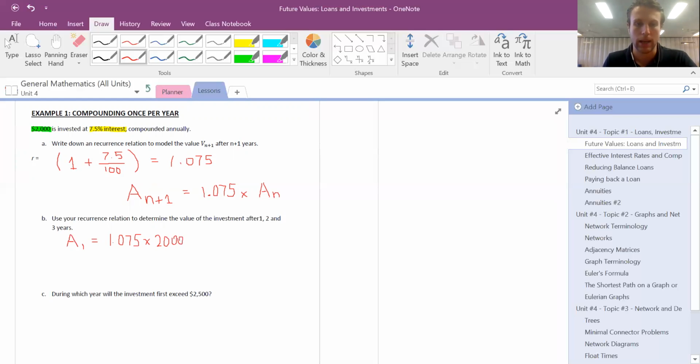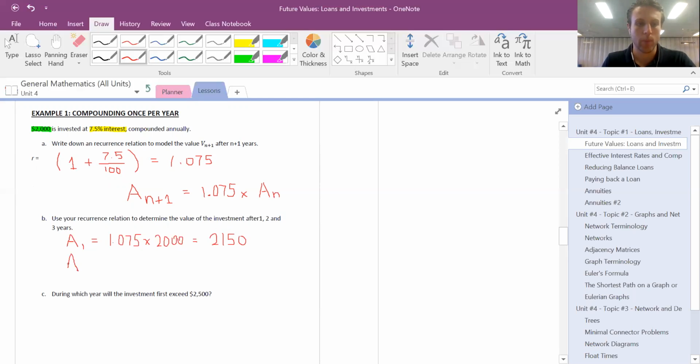So get a calculator out. If it's a nice easy sum, we don't need to, but I'm feeling lazy, so I'm going to go 1.075. That gives me $2,150. So after 1 year, my amount, and remember this is an amount now, this isn't like when we do the interest formula where it only gives us the interest, it gives us the new value. So the interest formula, if I was to have substituted in the values that I know, I would have gotten an answer of 150, because the interest that's increased from 2,000 to 2,150 is 150.